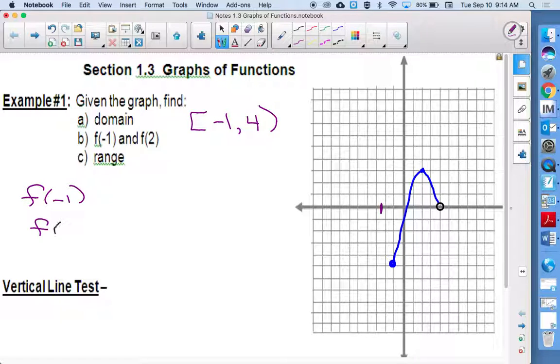And then we're looking at f of 2. How do you use a graph to evaluate f of -1? What does that mean you're supposed to look at, Emma? Yeah, so the number in parentheses always represents your independent variable. That's your x. So in your graph, if x is -1, what's the corresponding point? Emma, if x is -1, what's the corresponding y value?